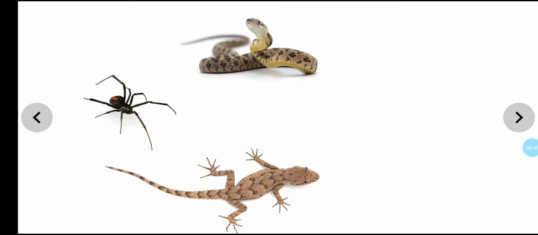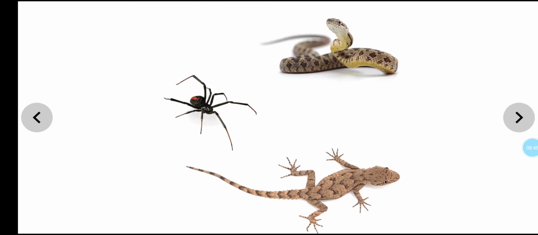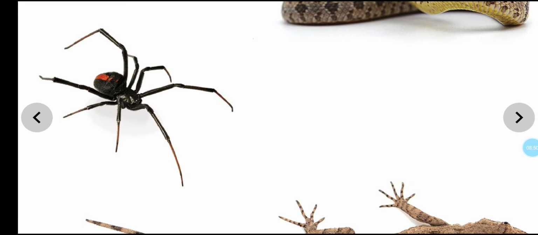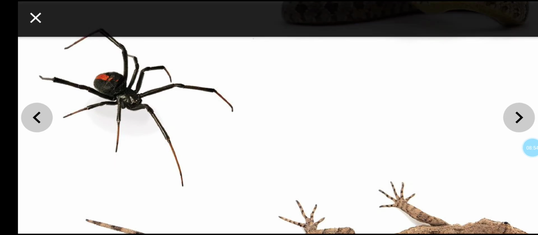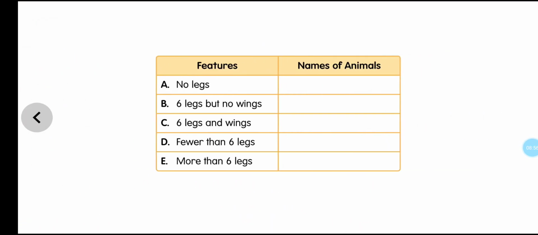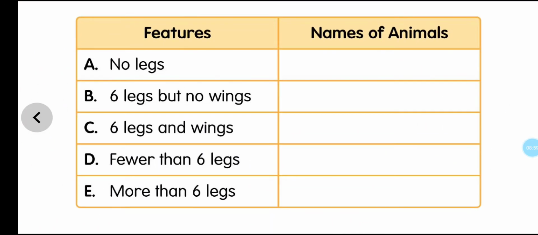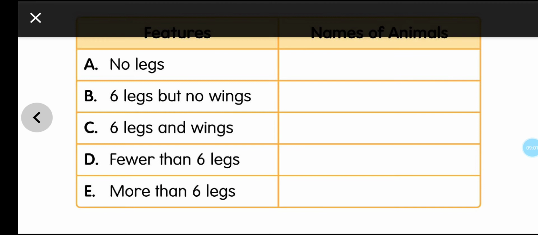More than 6 legs. Which have more than 6 legs? The spider has more than 6 legs. You can count. It has 8 legs. So, your observations, write them in this tabular column, children.